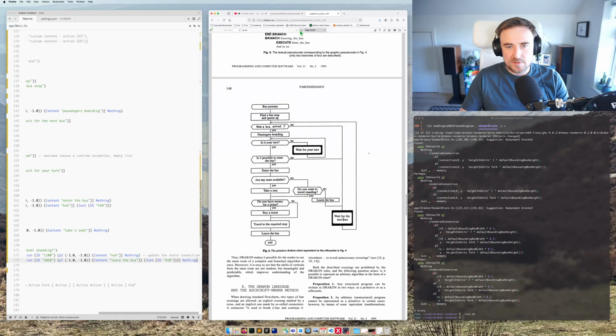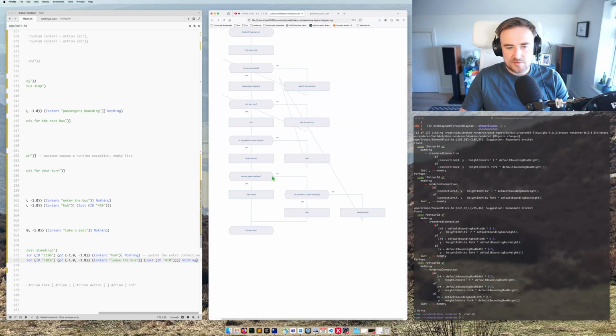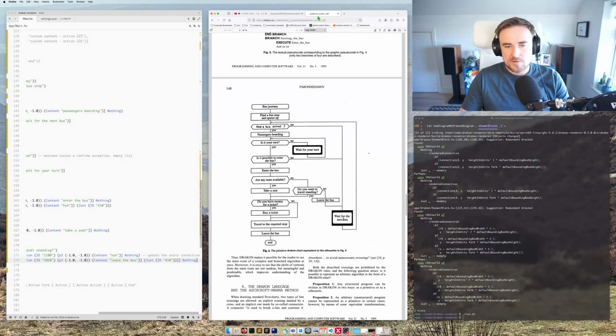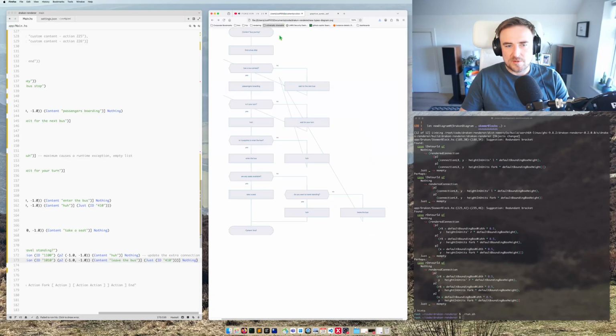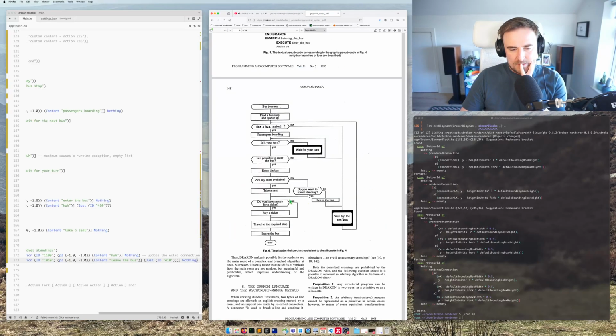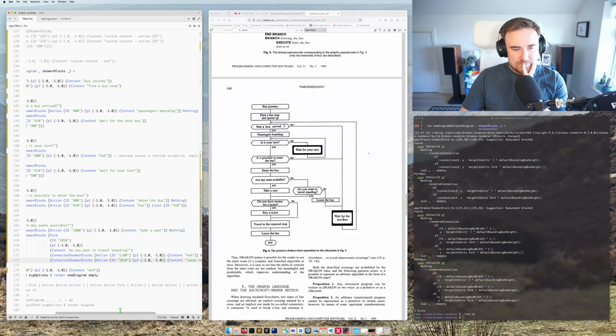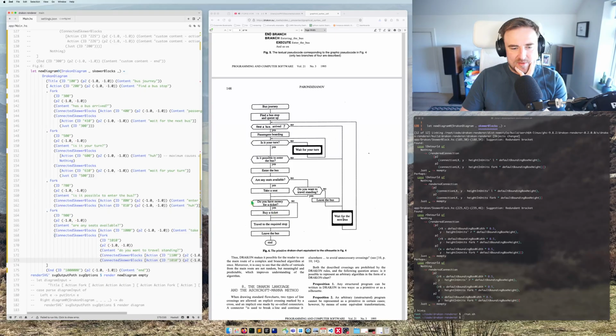Go to travel standing. This goes after take a seat. Yes. This should disappear. Leave the bus goes to $410. Which takes us back to has the bus arrived? Yes. So finally we have this section to implement.